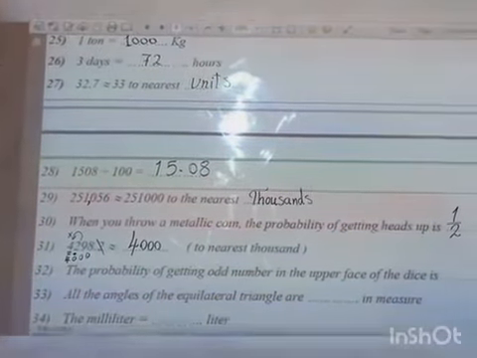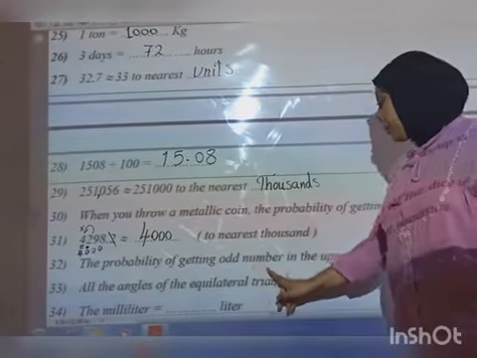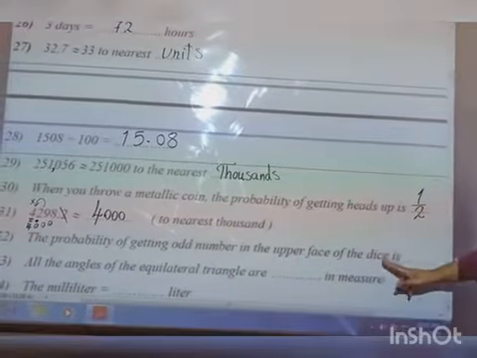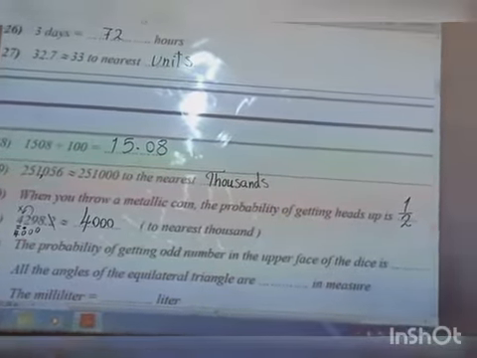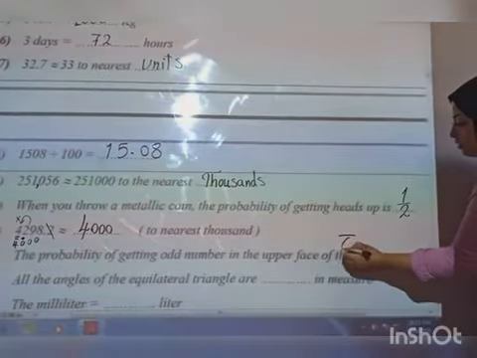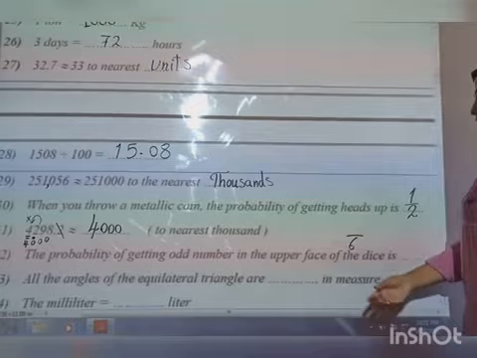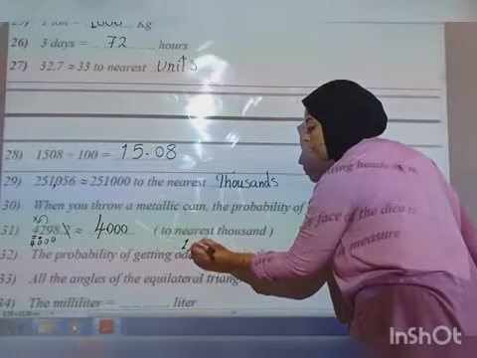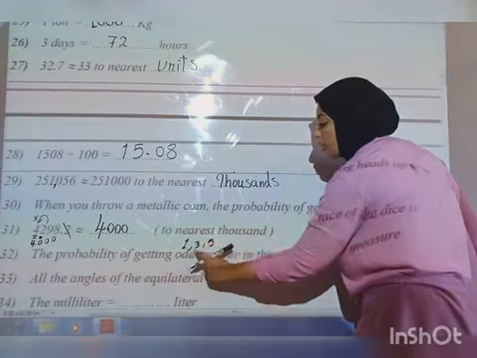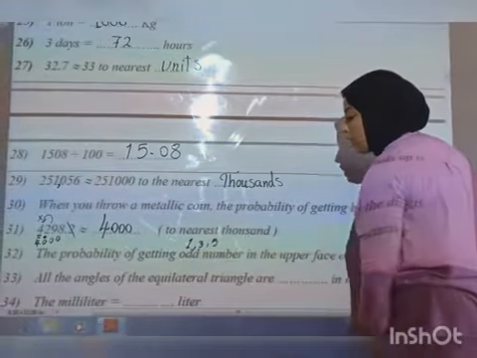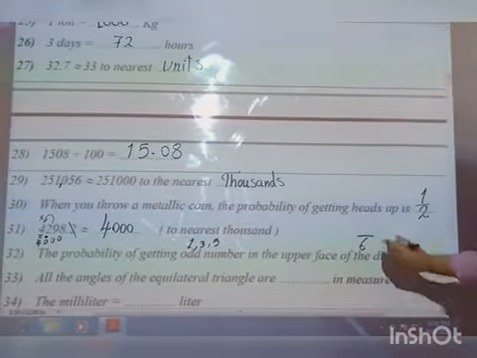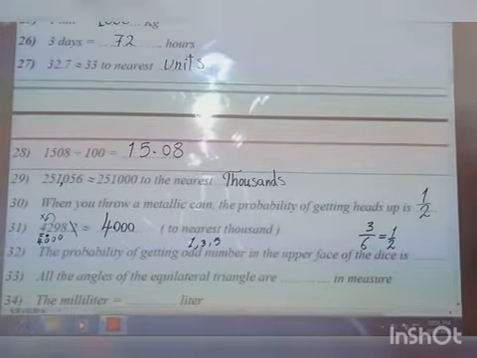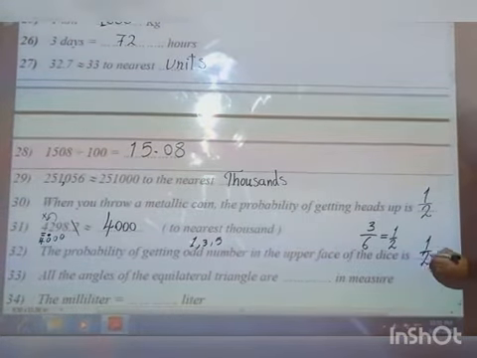Number 32, the probability of getting an odd number on the upper face of the dice. We know that the dice has 6 faces. The odd numbers on the 6 faces are 1, 3, and 5. So how many faces here? We have 3 odd faces from the 6 faces of the dice. That means 3 over 6. 3 over 6 equal 1 over 2. That means it will be half.